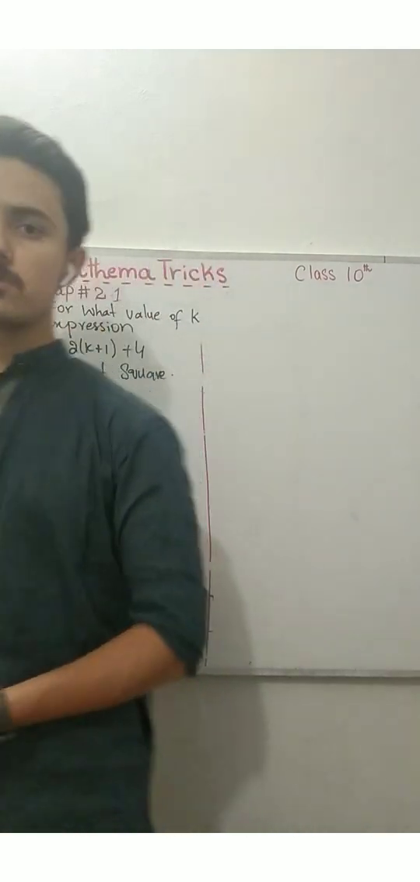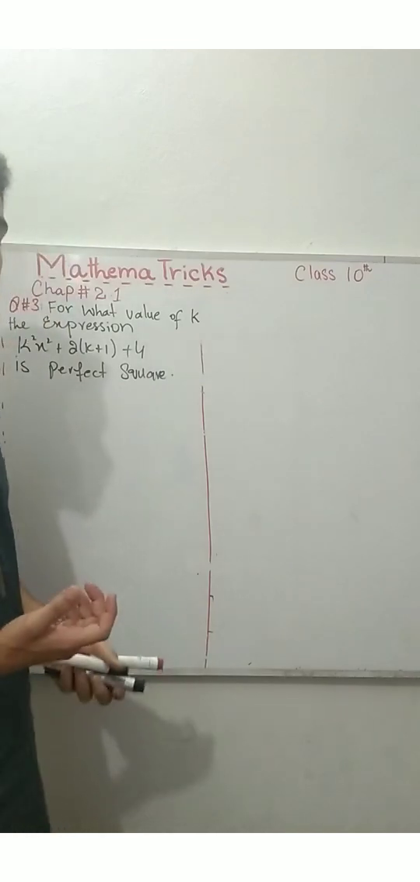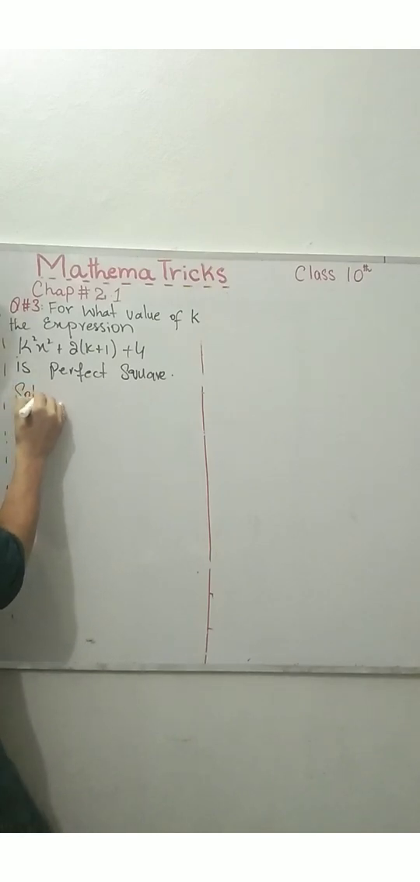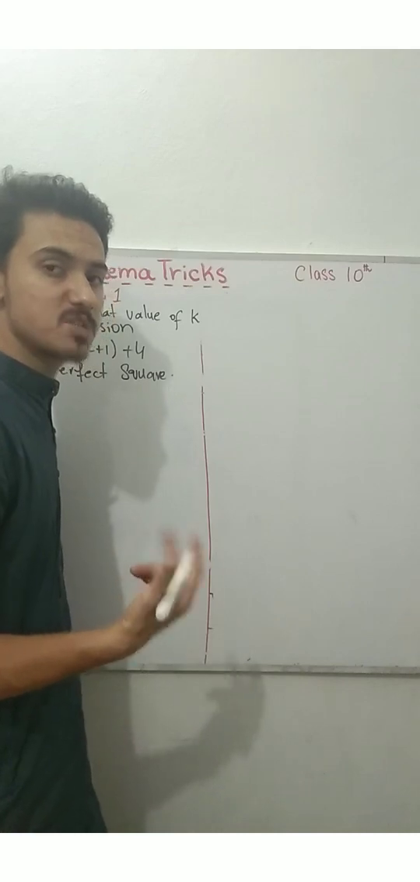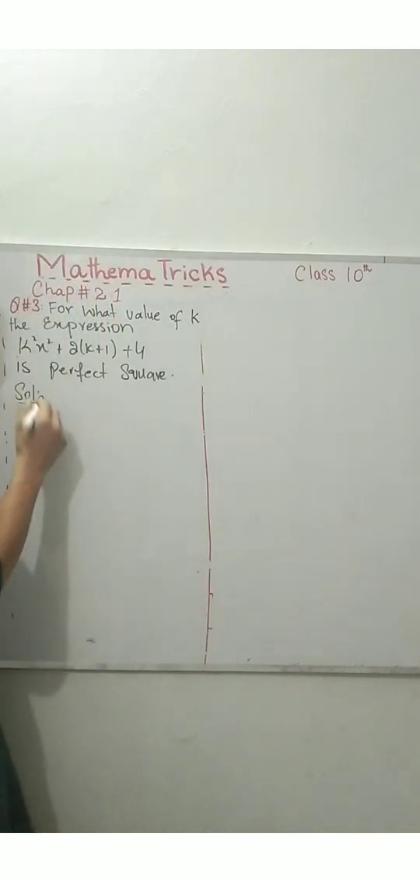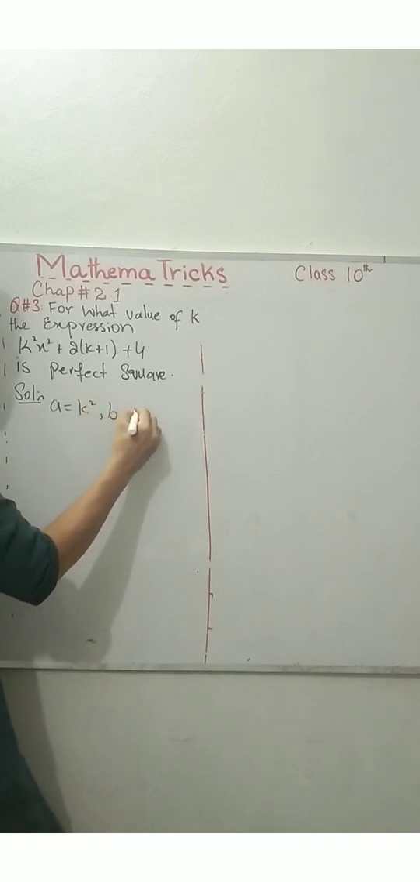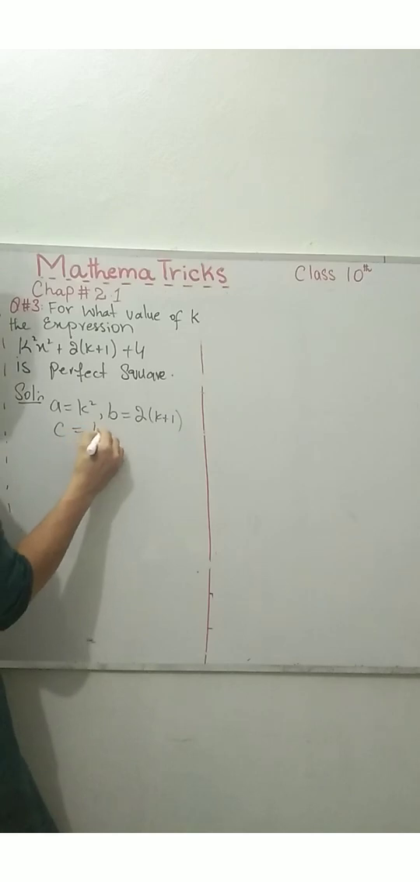Okay ji, we just read about the discriminant, which is used to find the nature of the roots of the equation. Let's solve it through the discriminant method. Solution. Let's look at the expression. What is a, what is b, what is c? I have a equals k square. I have b equals 2 into k plus 1. I have c equals 4.